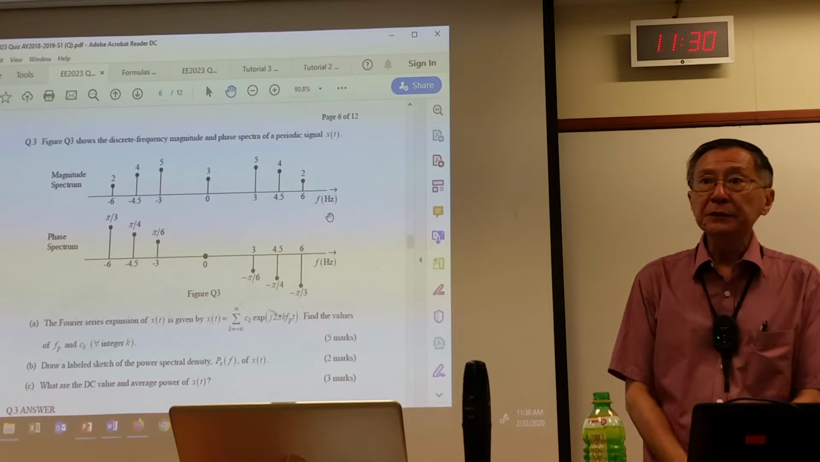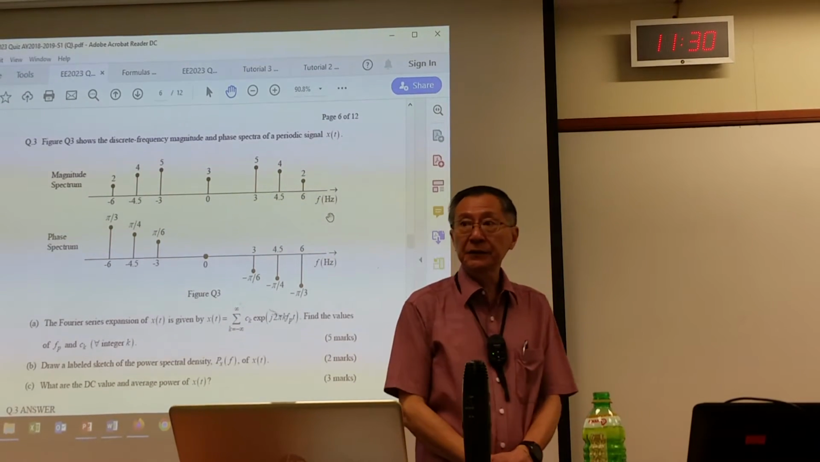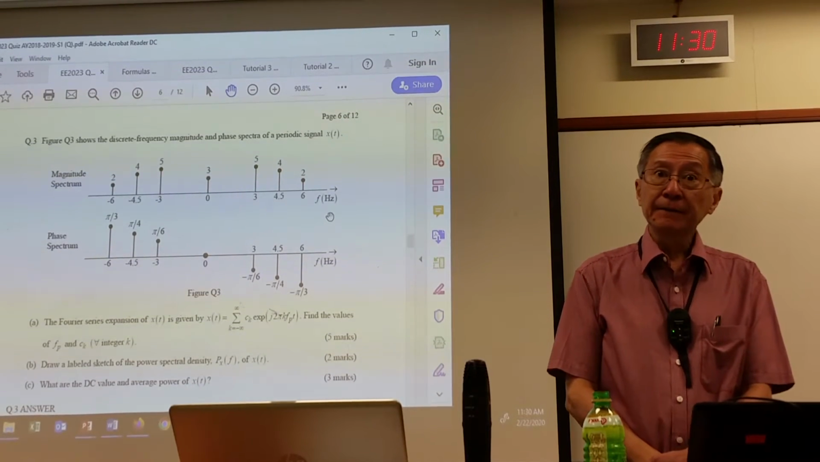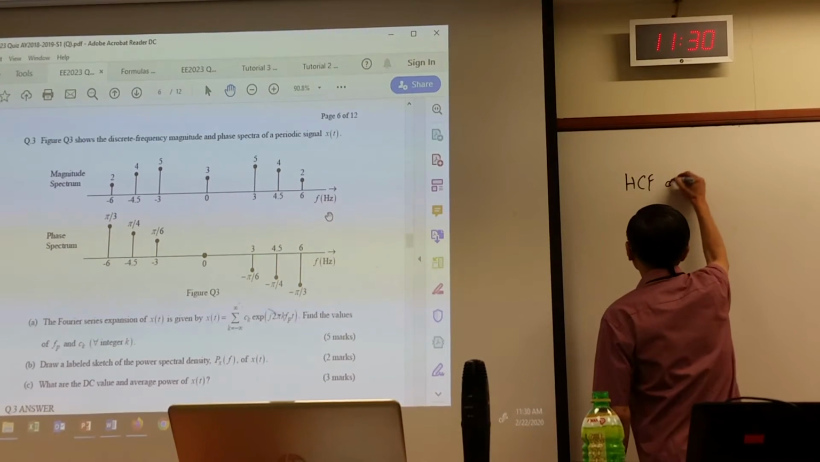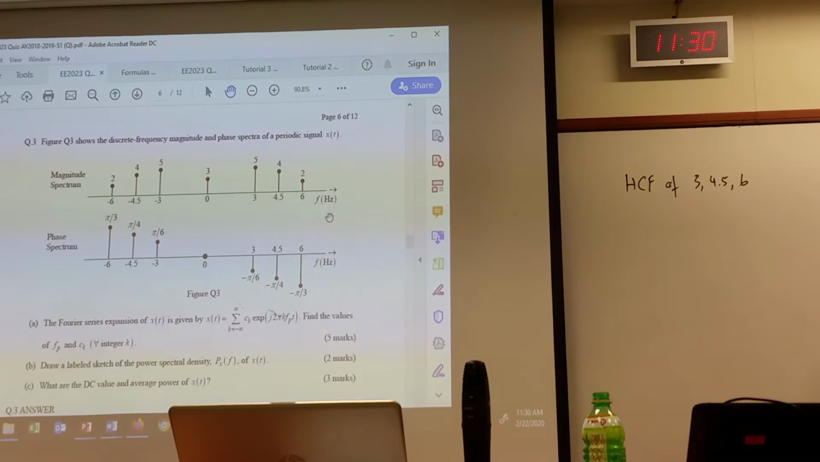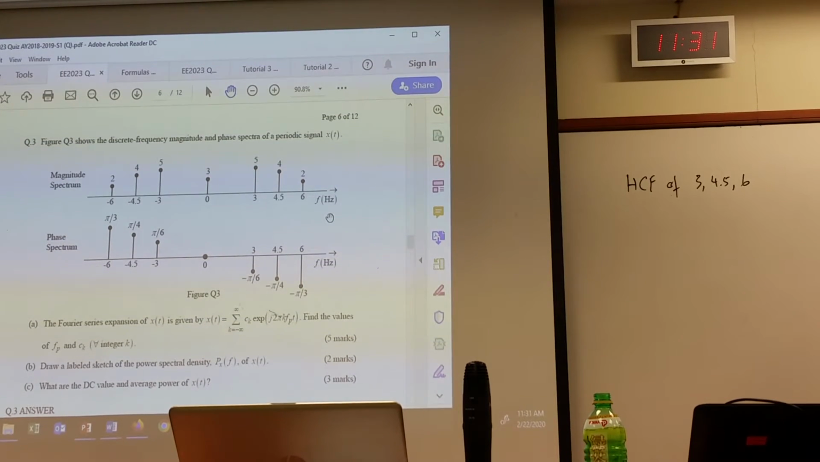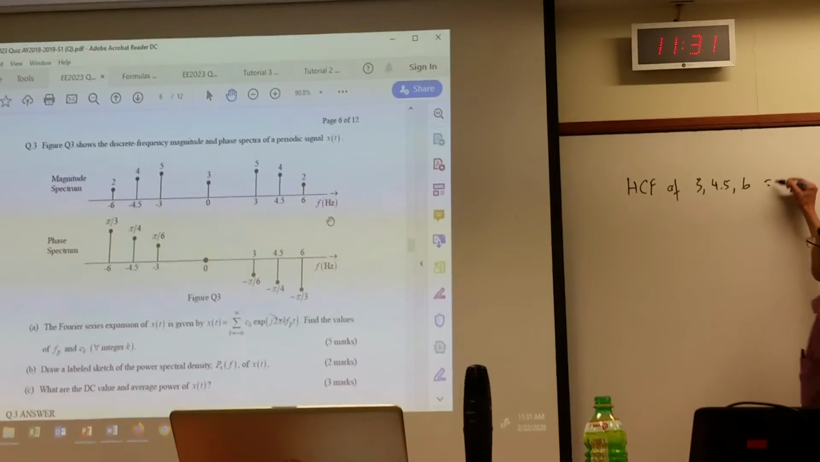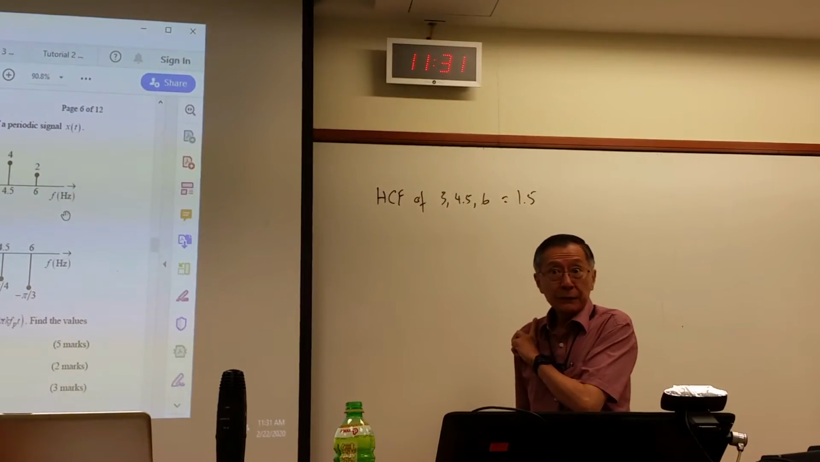Alright, so what's the fundamental frequency? What are the frequencies here? 3, 4.5 and 6, right? Those are the 3 frequencies. So the fundamental frequency will be the HCF, isn't it? Okay, so we want to find the HCF of 3, 4.5, and 6. Can you figure out what it is? 1.5. Correct? That would be the HCF, right? Everyone can find that, right? I don't have to go through that.